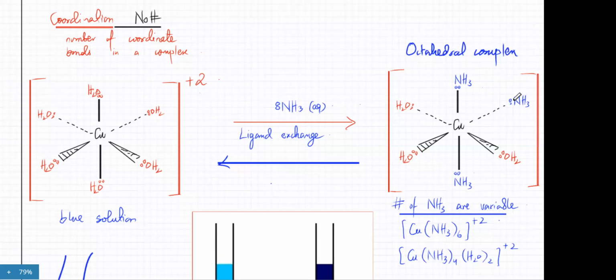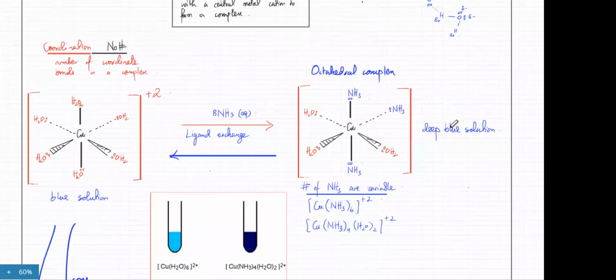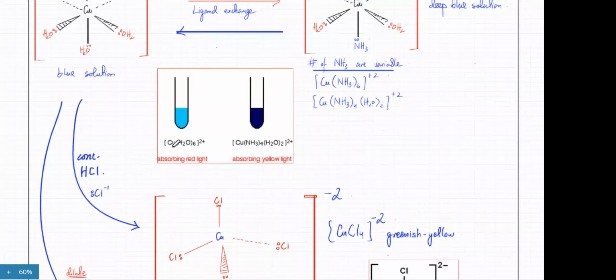And I told you that the number of NH3 molecules that can surround the copper ion could vary. So this complex ion changes into another type of complex ion. You change from copper with 6 water molecules to copper with 6 NH3s, or a combination of both. It could be 4 NH3s and 2 water molecules, or any number of water and NH3 molecules. Now, I told you about the color of this complex. It was a deep blue solution. As the water molecules get replaced by NH3 molecules, the color of the solution turns dark blue.